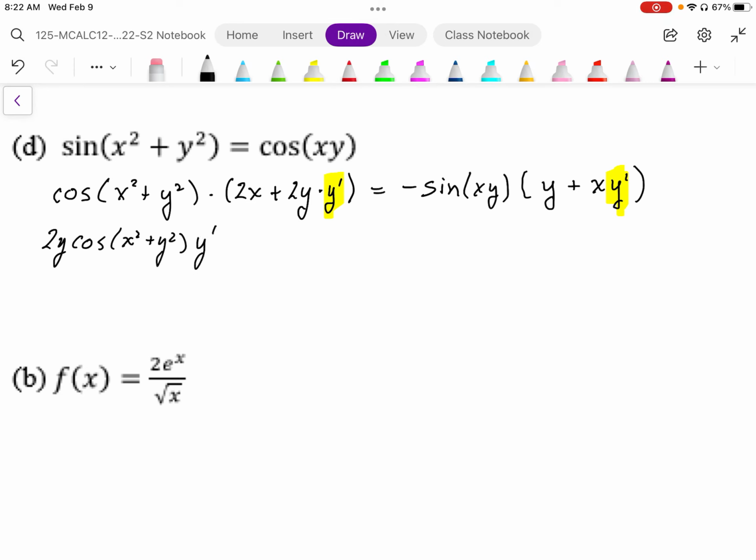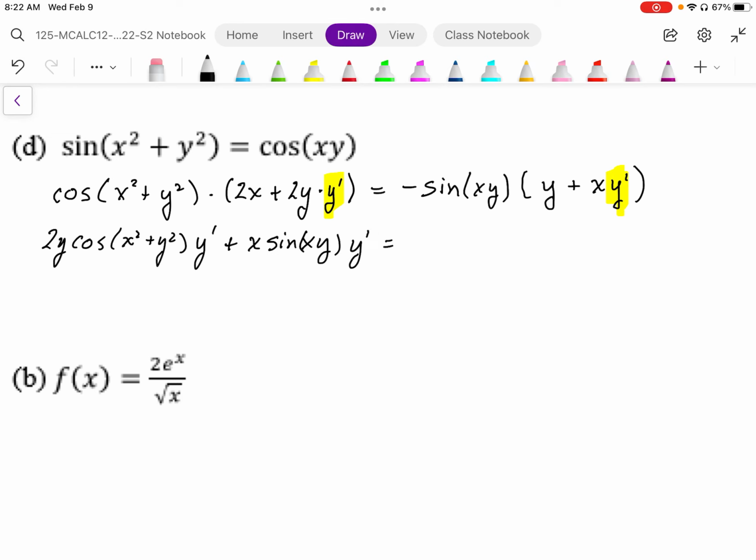Okay, I'm going to expand out the right hand side as well and move it to this side. So I'm going to get plus because of the negative, sine xy. Because of that negative, I'm going to put it plus on that side. Okay, so I'm working on the right hand side right now. And then I'm going to end up with x sine xy. And then there's my y prime that I'm going to attach to the very end of that.